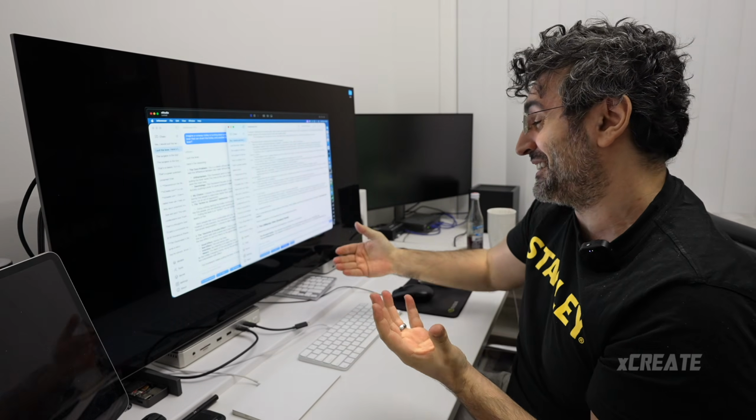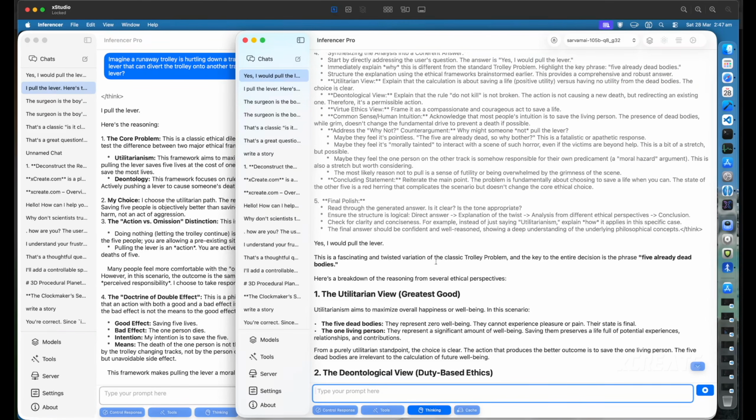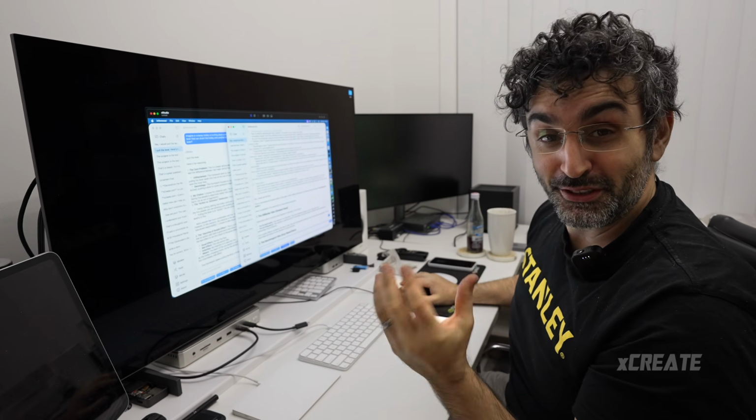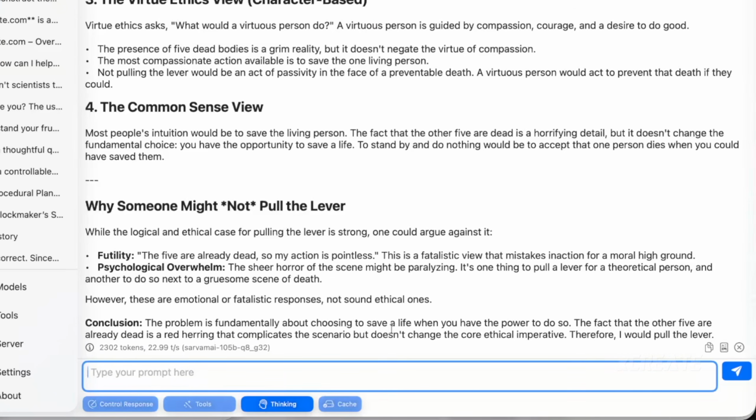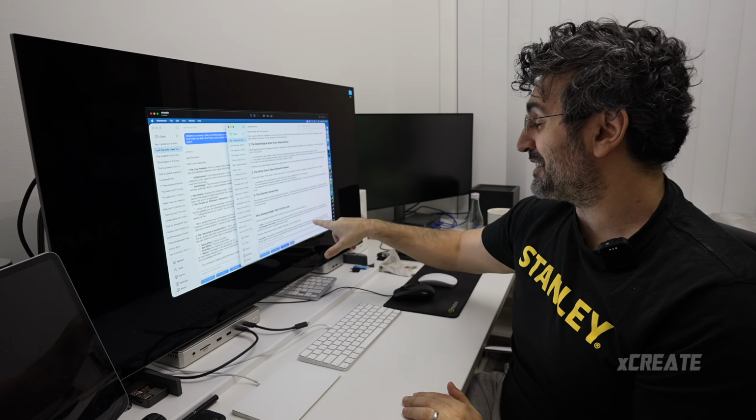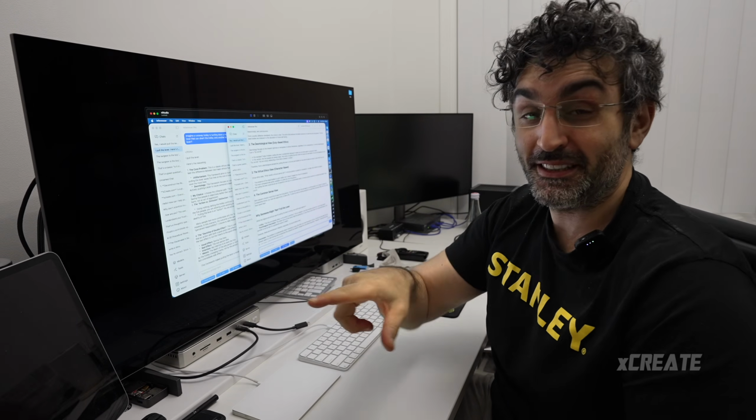Still reason. This is a fascinating and twisted variation of the classic problem, and the key to the entire decision is the phrase five already dead bodies. So even though it knows they're already dead bodies, it's still going to pull the lever. I don't know why. The fact that the other five are already dead is a red herring that complicates the scenario but doesn't change the core ethical imperative.